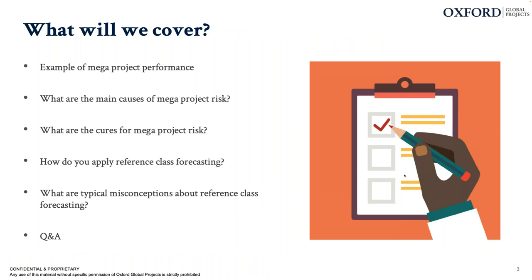But in terms of what we'll cover this evening, I'll start by giving you a couple of examples of mega project performance, then talk through what the main causes of mega project risk are, and then what the cures for mega project risk are, here focusing on reference class forecasting, because that's what this talk is primarily about. And then a little bit about how you can apply RCF, and what the typical misconceptions about RCF are, which should then hopefully leave us with about 15 minutes for a Q&A session.